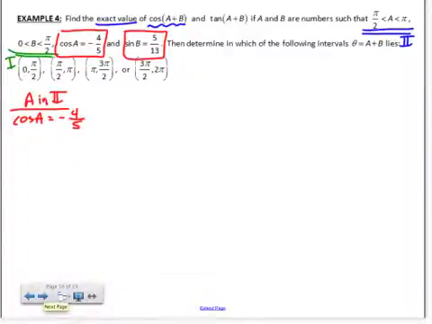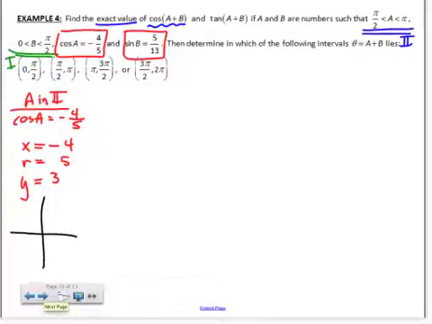We do have a negative value. We don't know the exact lengths of the sides, but we know the ratio of the sides is -4 to 5. So we could say, if we let x be -4 and we let r be 5, then what does y have to be? 3. It's a Pythagorean triple, and we're in quadrant 2, and y is positive. Let's draw the triangle.